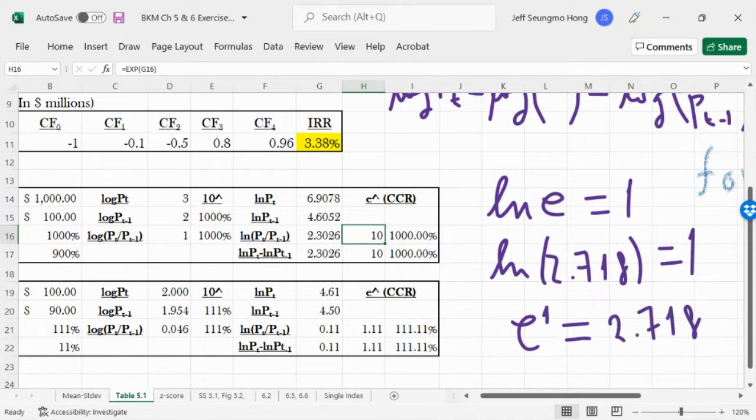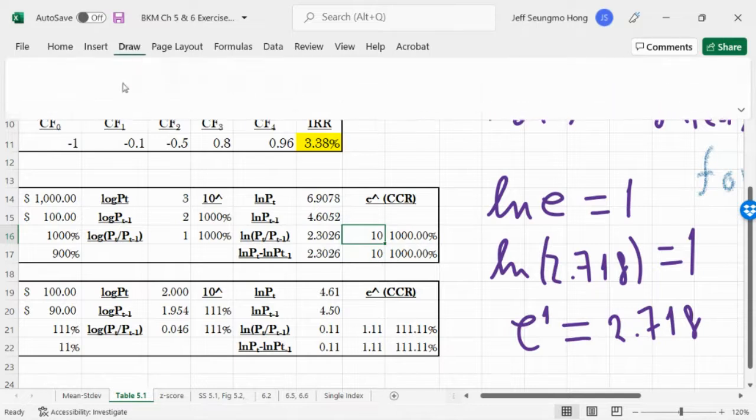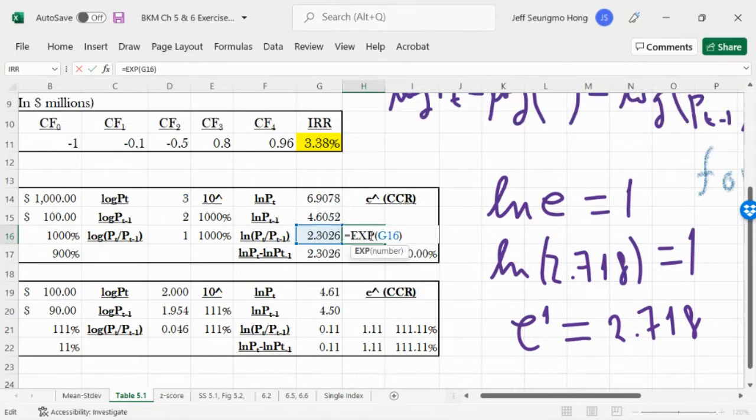Right? If you remember this. So if you take, if you take, and then also think about it. If you raise e to 2.718, it will be 1, right? The same idea.